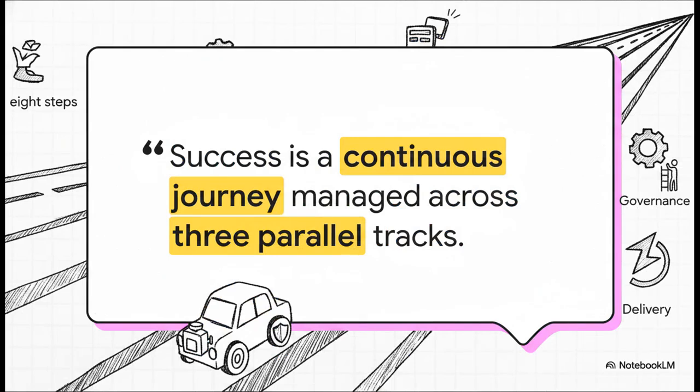So the main takeaway here is pretty clear. Success isn't just about following those 8 steps in a line. It's about managing this continuous journey across these 3 parallel tracks. Think of it this way. The 8 steps are the road, but governance, adoption, and delivery, they're the wheels, the engine, and the safety features that actually get your car to its destination.